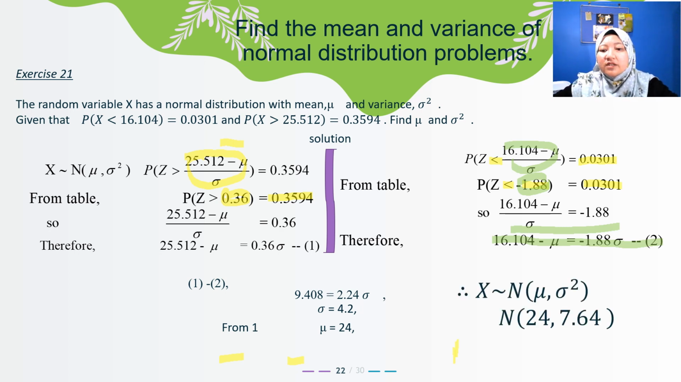Jadi kita boleh tulis seperti ini. Okay, so kita dapat mean dan juga variance lah. Ya? Ingat sigma ni adalah standard deviation saja, 4.2. So kalau untuk dapatkan variance awak kena letak kuasa 2.